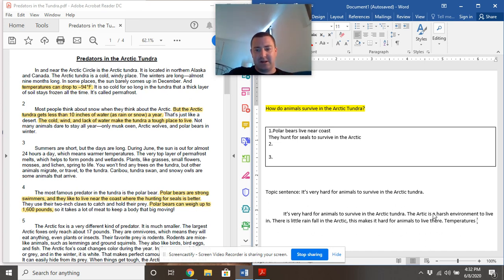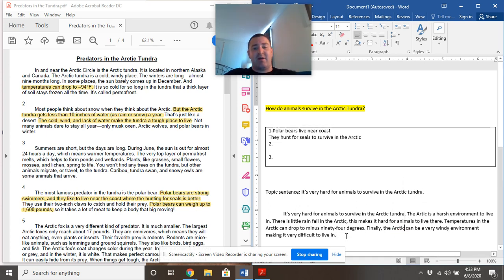And let's say temperatures in the Arctic can drop to minus 94 degrees. Maybe even include something like, that's very cold. So we talked about the lack of rain. We talked about the temperature. Let's talk about the wind now. So finally, the Arctic can be a very windy environment, yes, I know I made a spelling error, making it very difficult to live in.